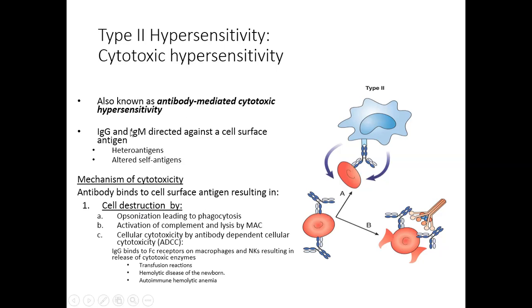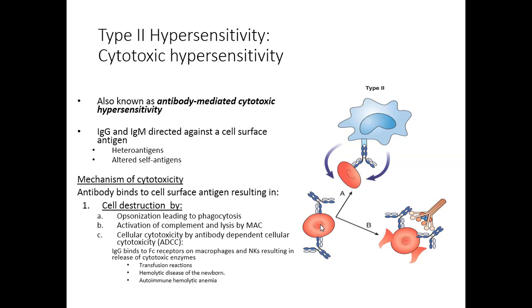So let's look. This is a cell surface antigen we're talking about. So we have a cell, in this case a red blood cell, and we have an antibody that binds directly to it. This one happens to be an IgG, clearly, but it could be an IgM just as well. So we have some form of an antibody binding to a cell surface antigen. This antigen can either be a self-antigen that's been altered slightly, or it can even be a heteroantigen. It can be a different kind of cell that has caused this reaction, or we've produced an antibody to a heteroantigen that now binds to our own cell.